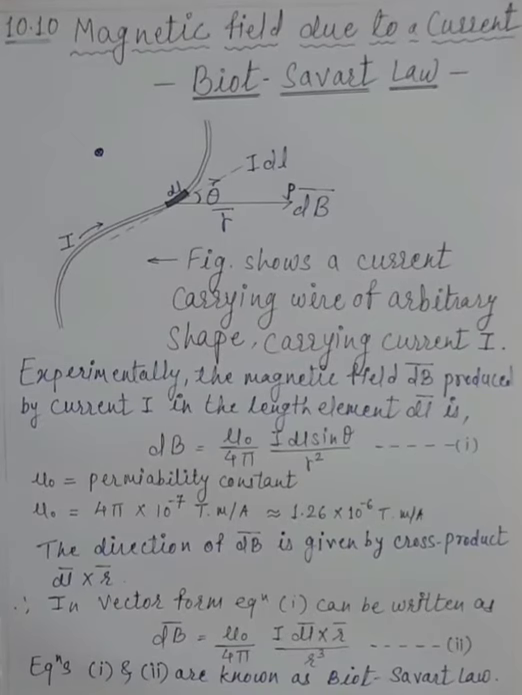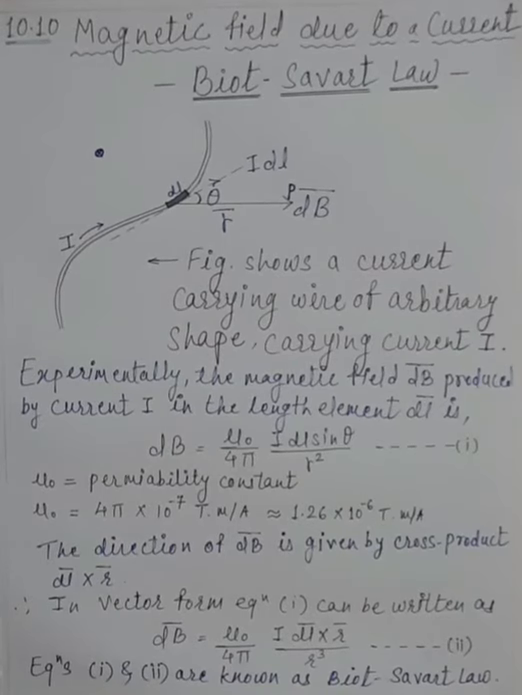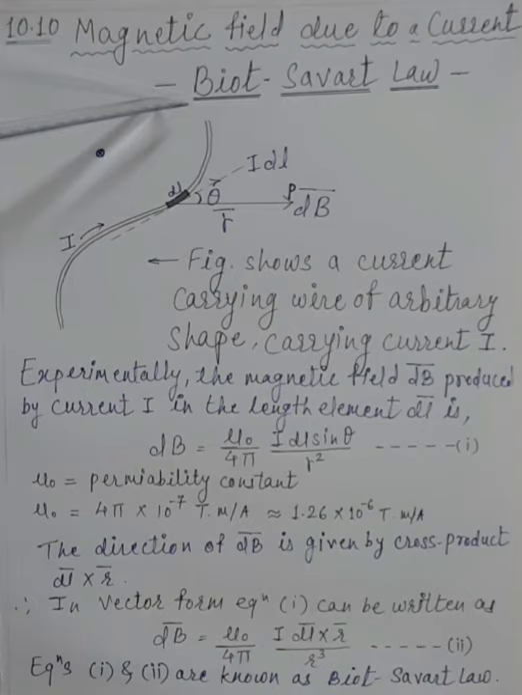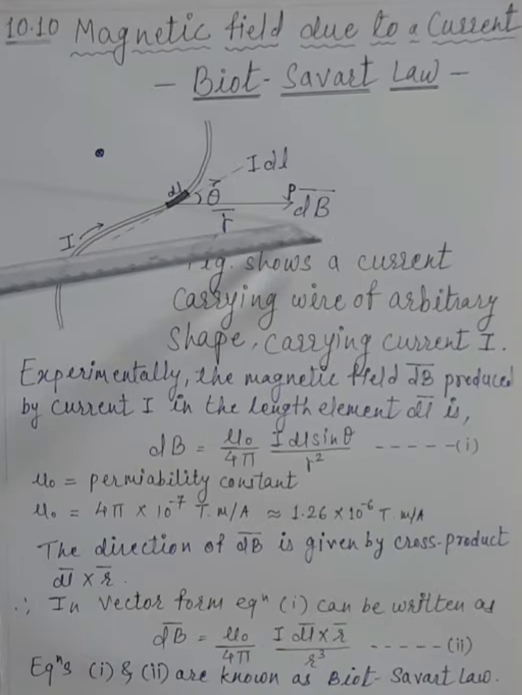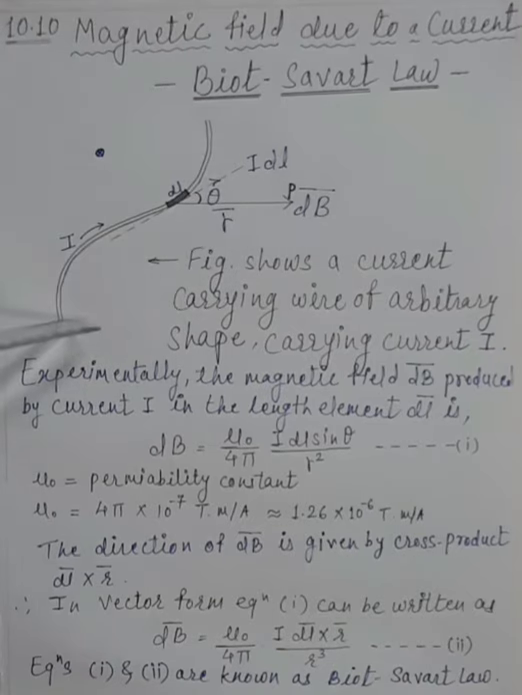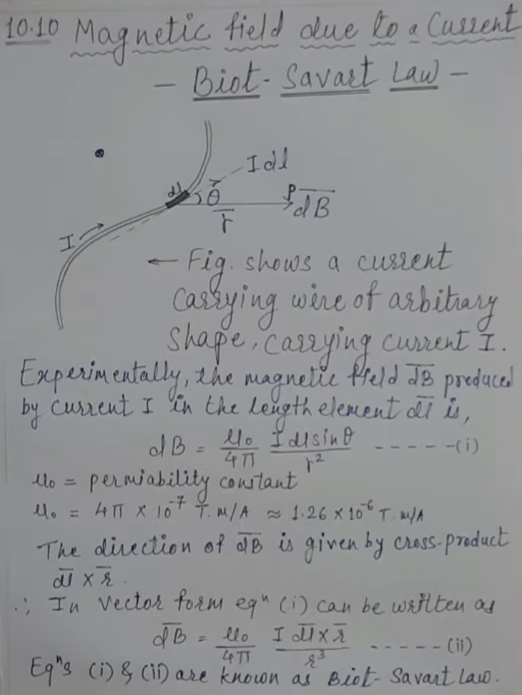Hello dear students, in our online learning process, we are studying the 10th chapter, Magnetic Fields due to an electric current. In the last articles, we have studied that a magnetic field is produced by a current carrying wire. How to calculate this magnetic field? Using the Biot-Savart law, we can find the magnetic field at any point due to a current carrying conductor.